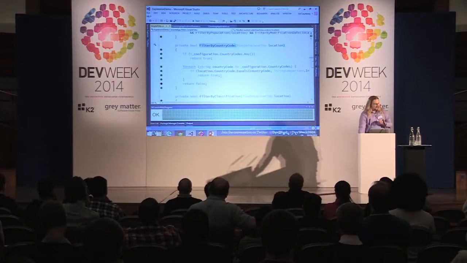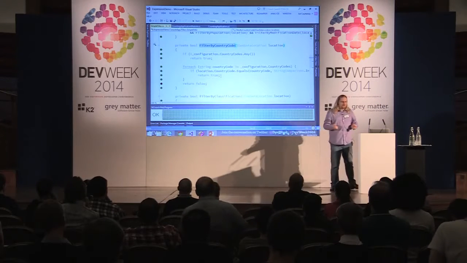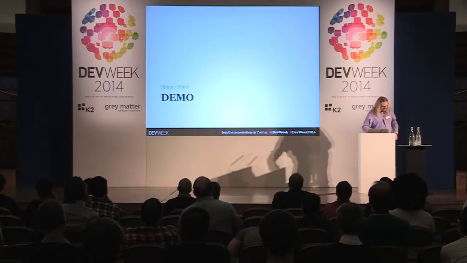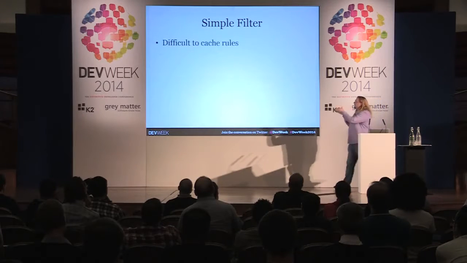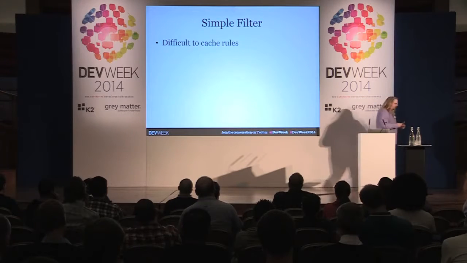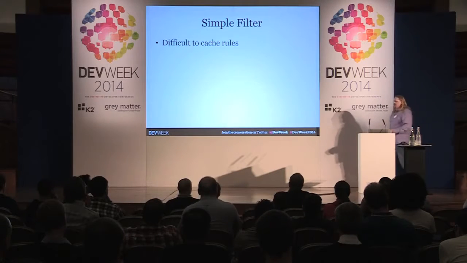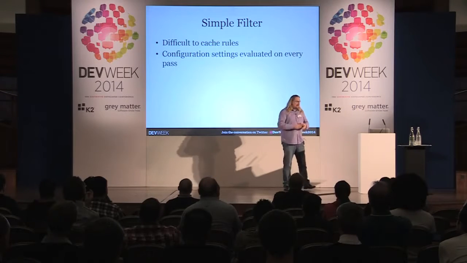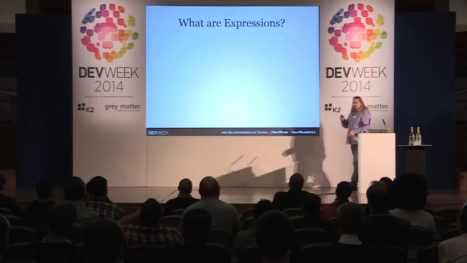So we're going to take the function idea and turn this into an expression system. So let's just quickly go back to the slides. Here we go. Right. So our simple filter is possible, but it's difficult to cache the rules. Especially the way it was set up originally, you had to evaluate the configuration every single time. As I say, the configuration settings were evaluated on every pass. Well, that's not ideal.